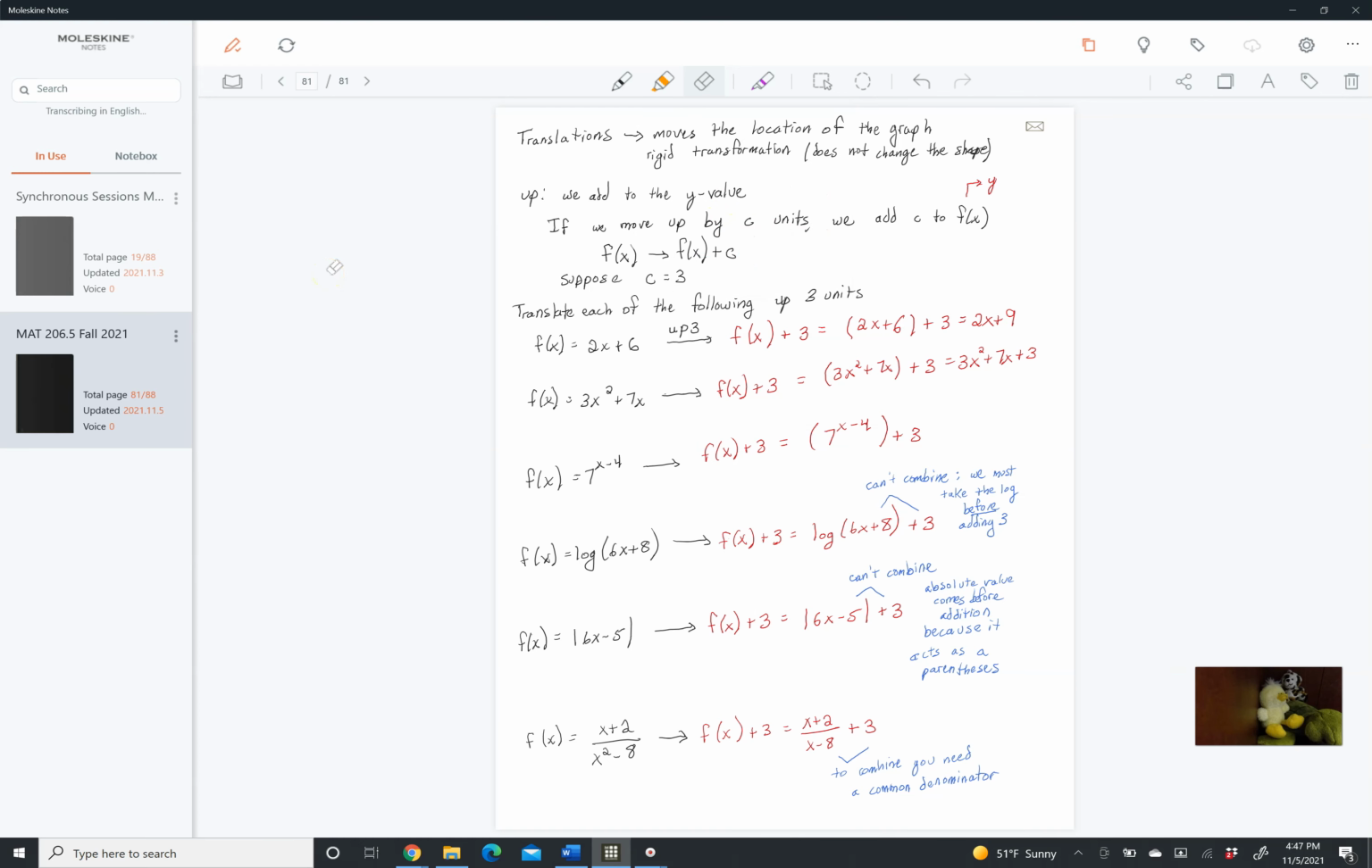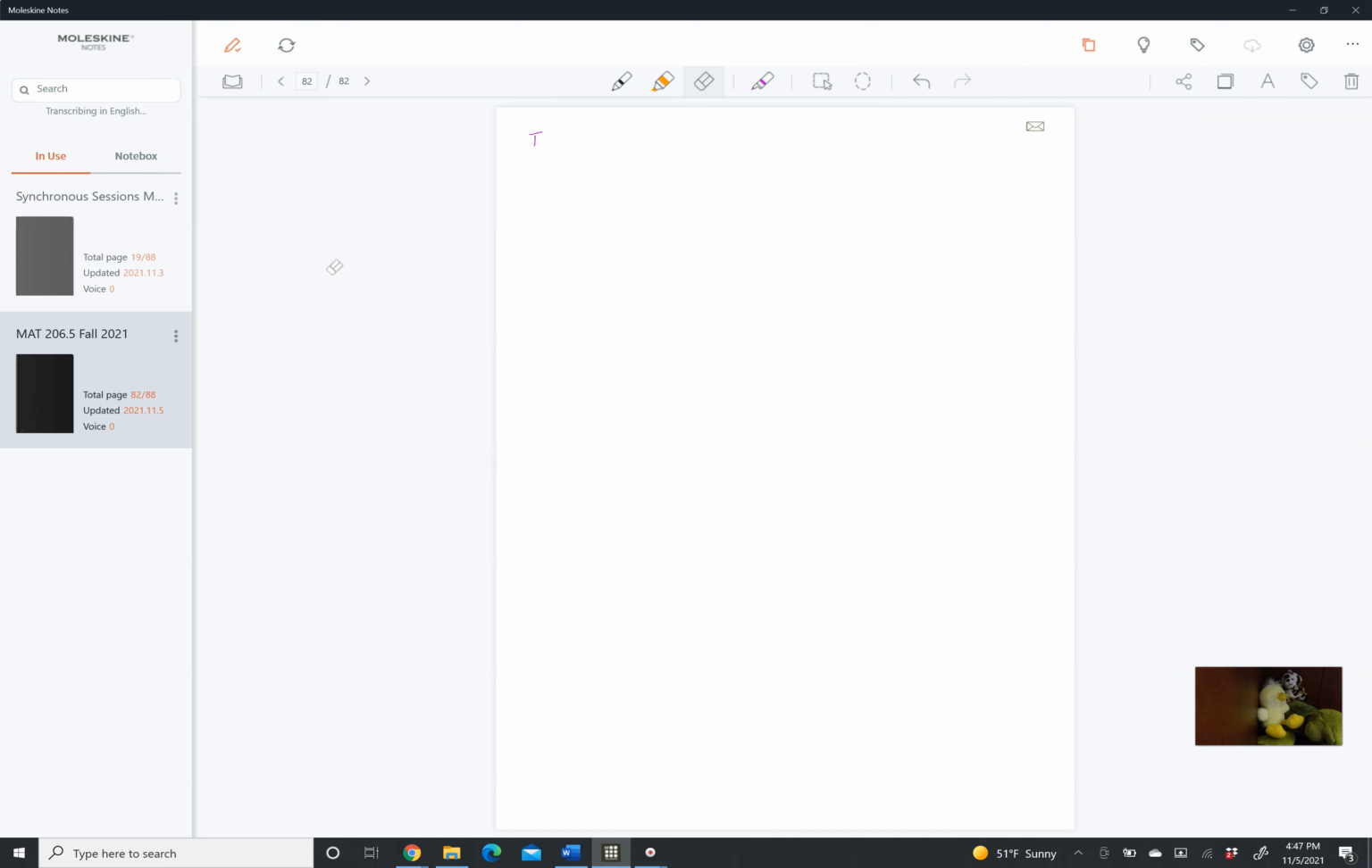Let's do this one in purple, just so you know that it's a different translation. So we're going to translate each of the following. Let me actually change this. This will eventually be in your notes, but let's actually write what a translation down first is. So if a translation up says that we add to the y value, then a translation down says that we subtract from the y value. Up and down are opposites.